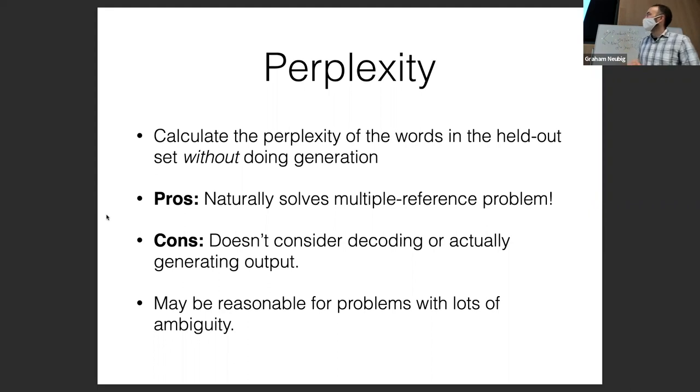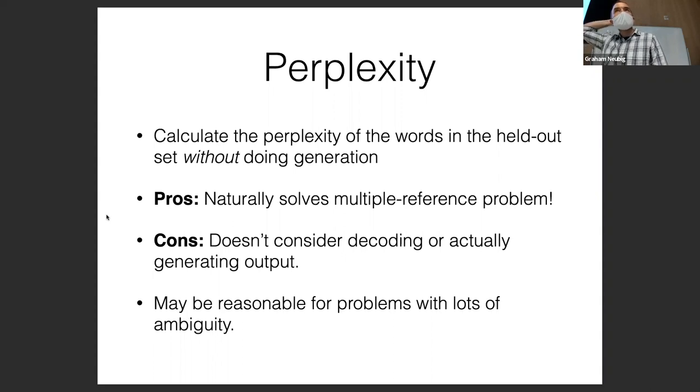The thing about perplexity is that you measure it with respect to the reference, but the model will still give probability to many different references or to many different sentences. So if it gives a high probability to all reasonable sentences, you'll get a good perplexity.